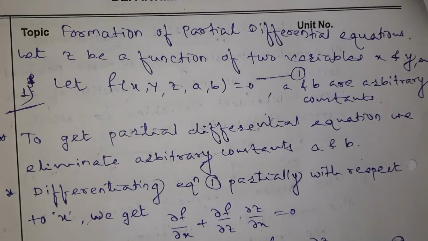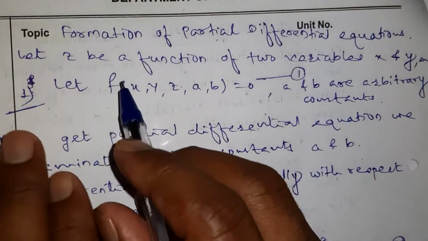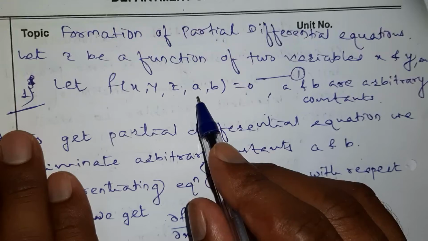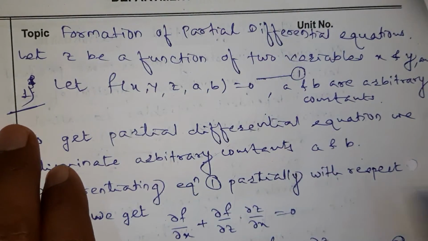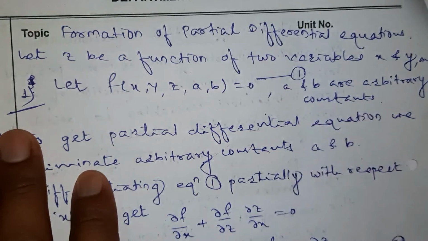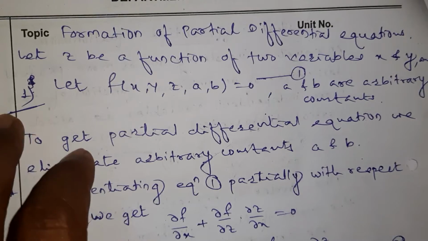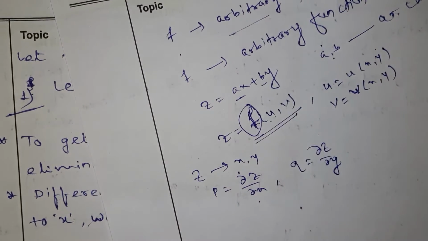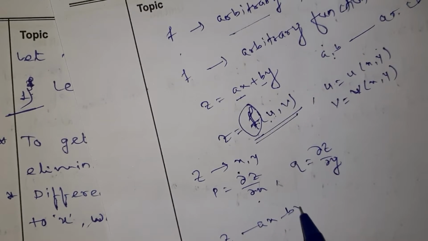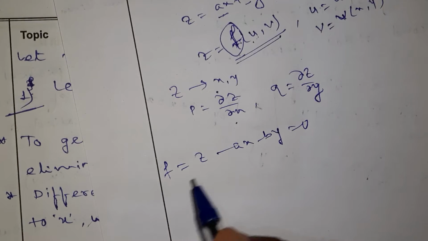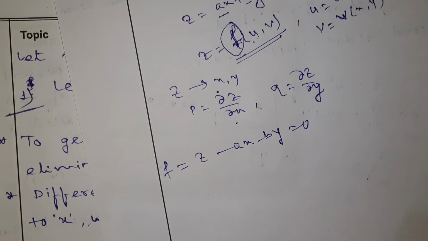Now, the first method, when I have a solution which contains arbitrary constants. That solution I can write as f of x, y, z, a, b equal to 0. In that form we write any function. Just like I have written here z is equal to ax plus by, that I can write as z minus ax minus by is equal to 0. And we call this function f. So f is equal to z minus ax minus by equal to 0.